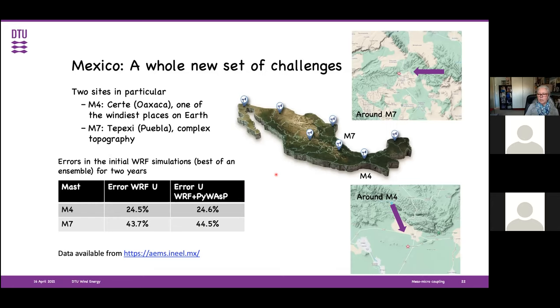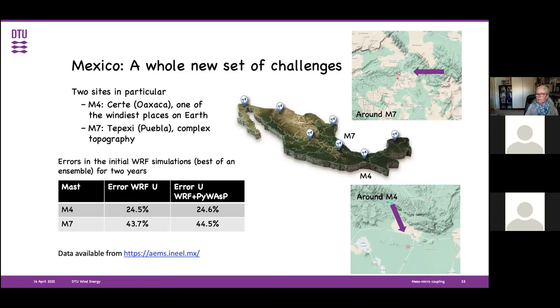Just like we did in NEWA and in the WASA project, we ran an ensemble of simulations to try to figure out the best configuration for the WARF simulations. To our surprise, the errors in some of the sites were well above what we found in NEWA and in South Africa. For example, this MASS 7, which is also in Puebla here, some of the simulations have actually 60% error in wind speed. I mean, they are really, really off.